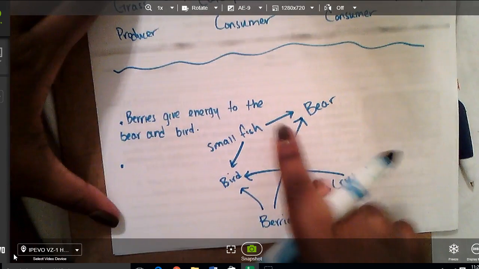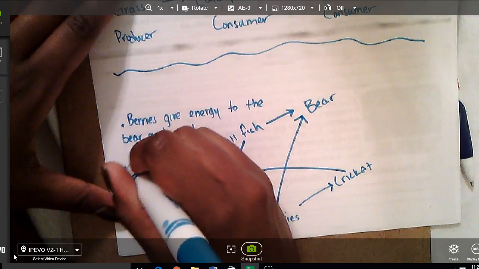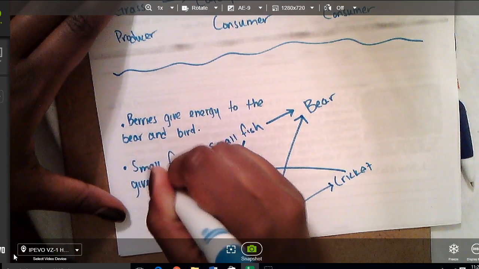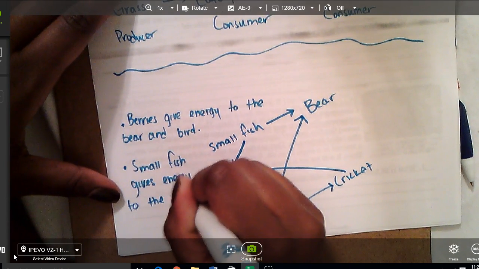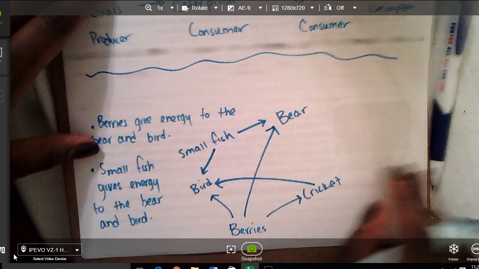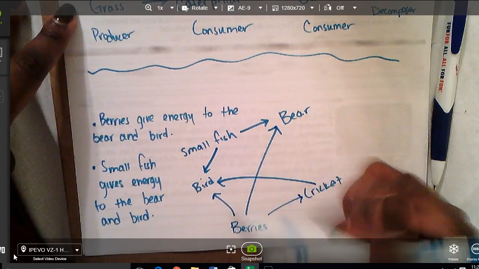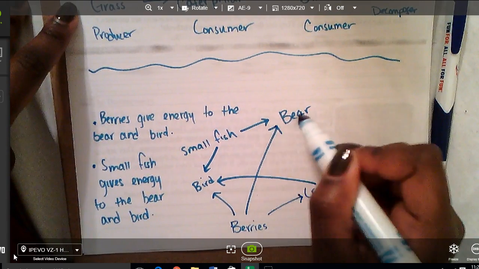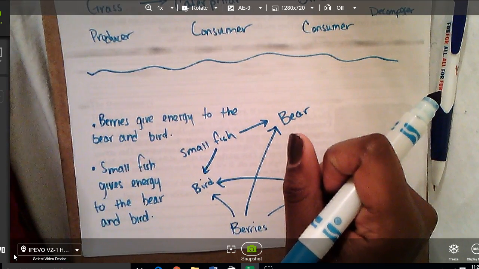Now we can also say, if we're talking about this small fish, that the small fish gives energy to the bird and the bear. Small fish gives energy to bear and bird. So the arrow means gives energy to, or it means that the small fish is going to be eaten by the bird, or the small fish is going to be eaten by the bear, or gives energy to the bear.